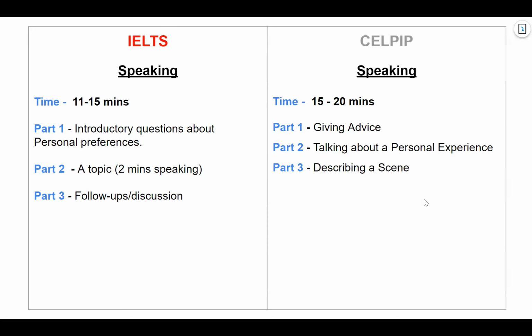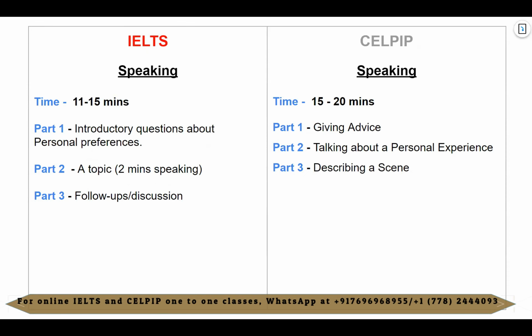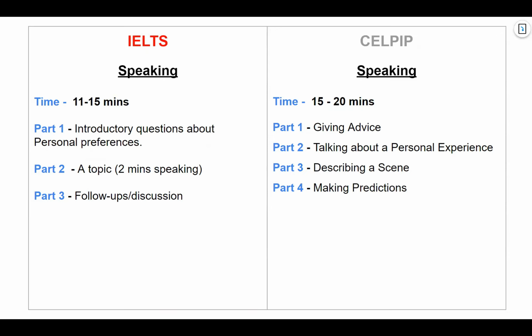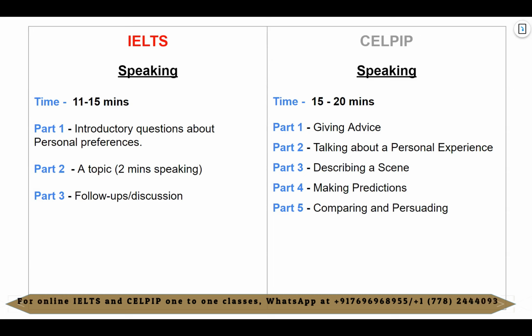In the third part, you are given a scene. There you will get an image and you are supposed to describe what is happening in that image. Then you will get the same image and you are supposed to talk about what will happen next in this image, and you are supposed to predict those things. In the fifth part, you will be given a comparing and persuading task where you are supposed to compare between 2 choices, and then you are going to convince someone to go for your choice.